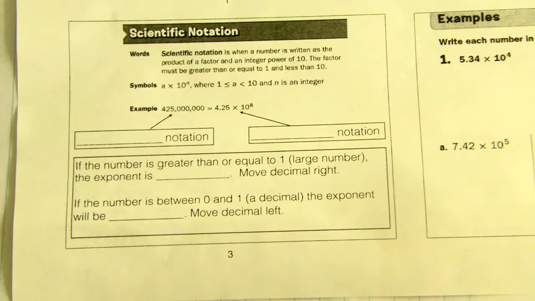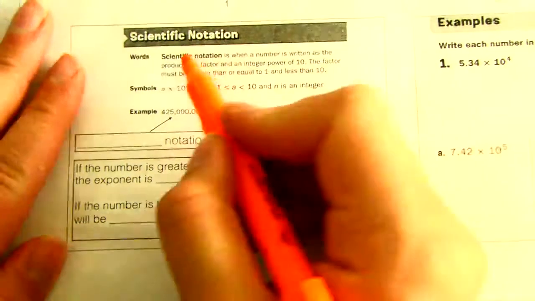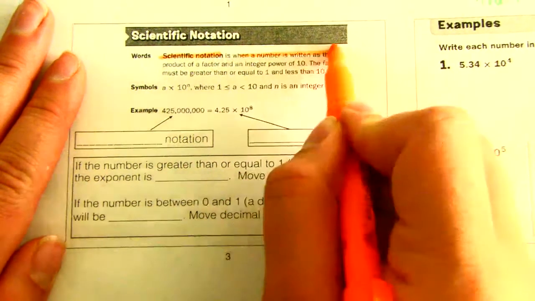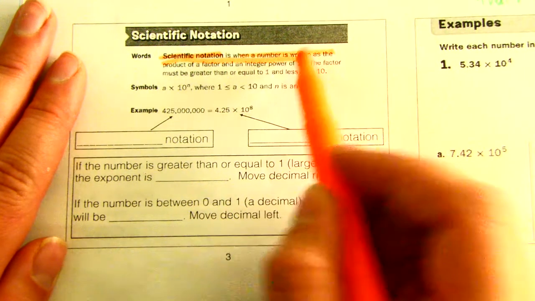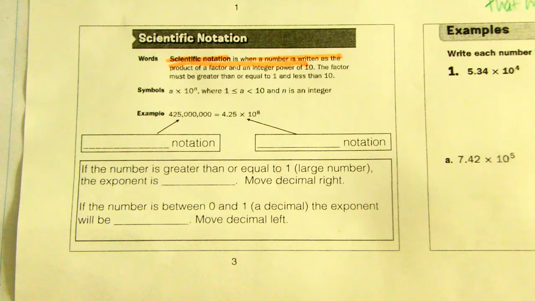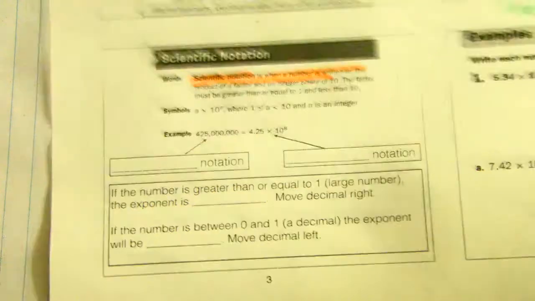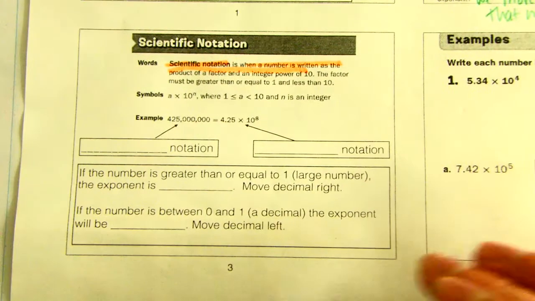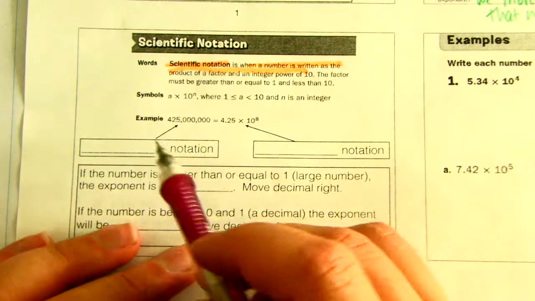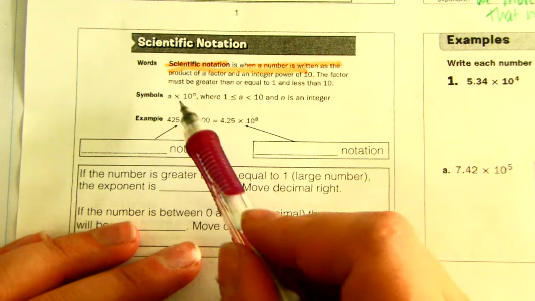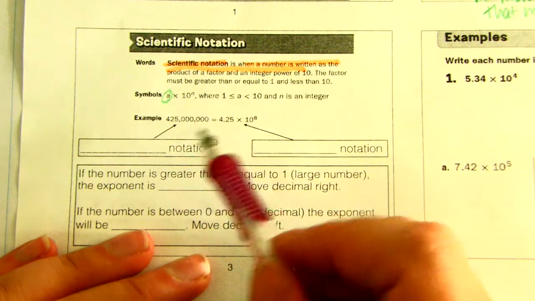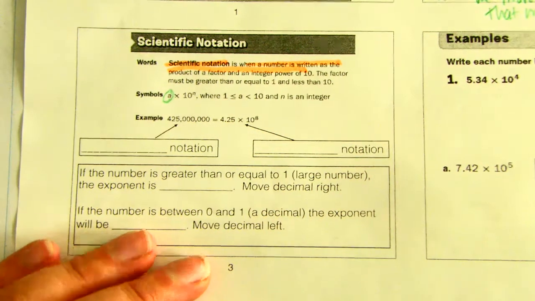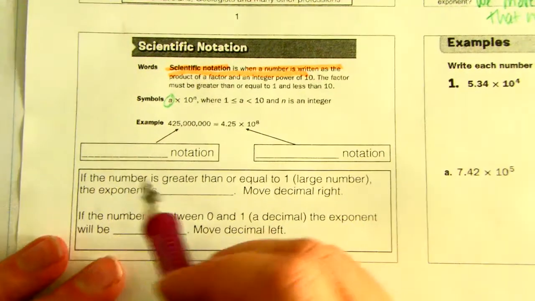All right, so we do have a vocab word here, so I'm going to go ahead and highlight that, and you can fill it out on your vocab sheet. Scientific notation is when a number is written as the product of a factor and an integer power of 10. So the factor must be greater than or equal to 1 and less than 10. So we're going to notice here that our number is the numbers 1 through 9, but any more than 10 would change it. And we'll see that coming up in a little bit.